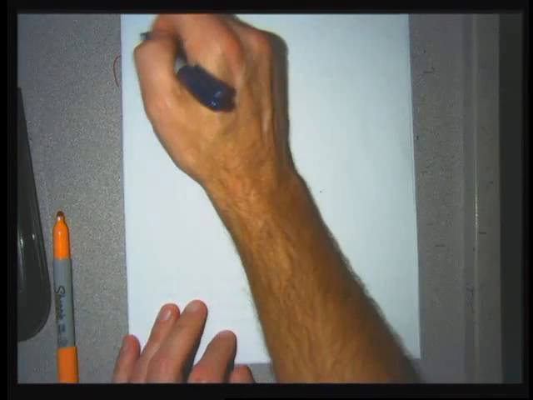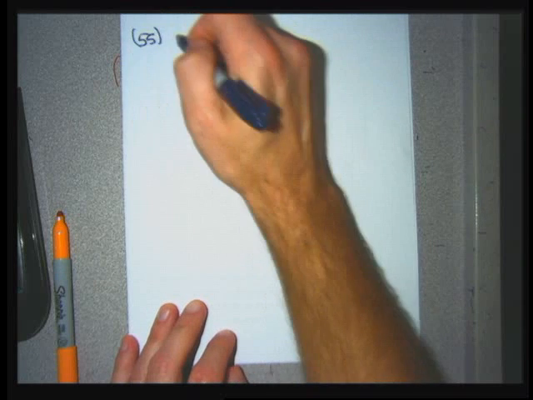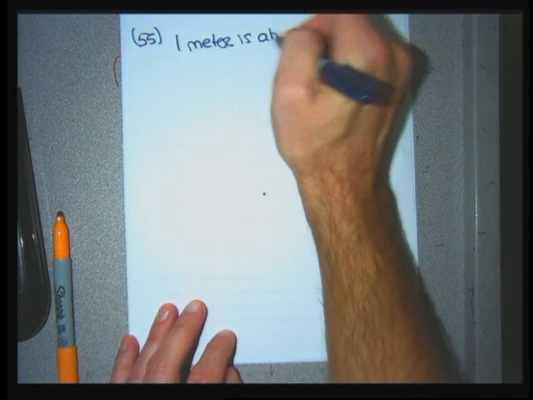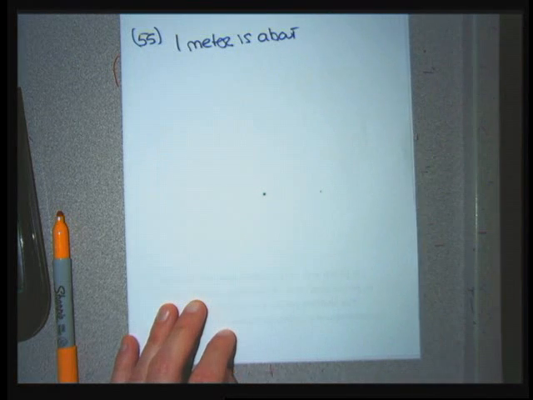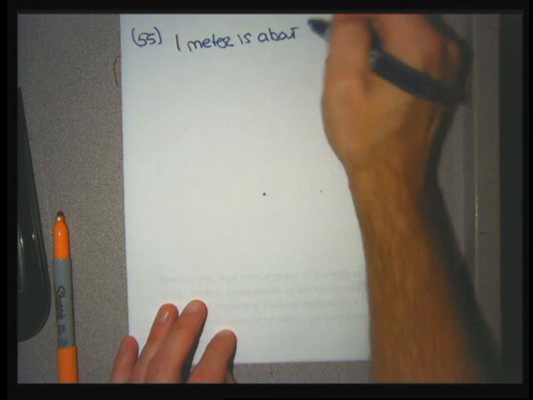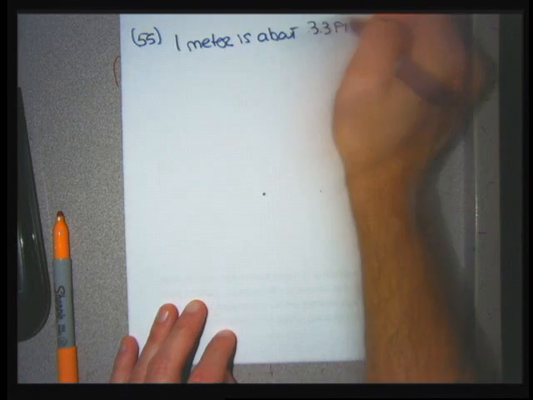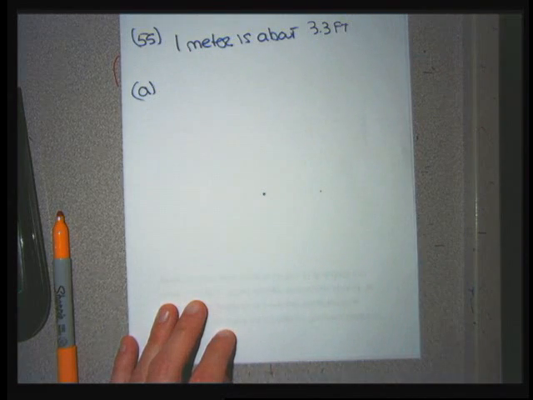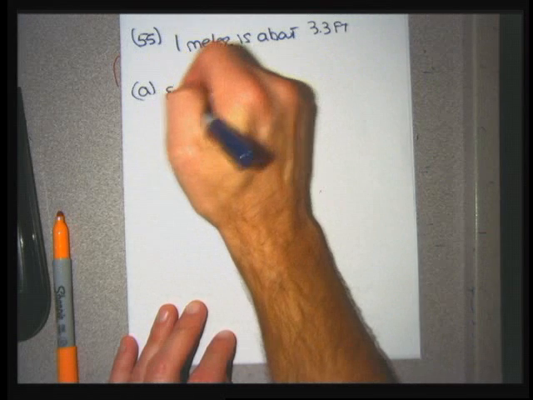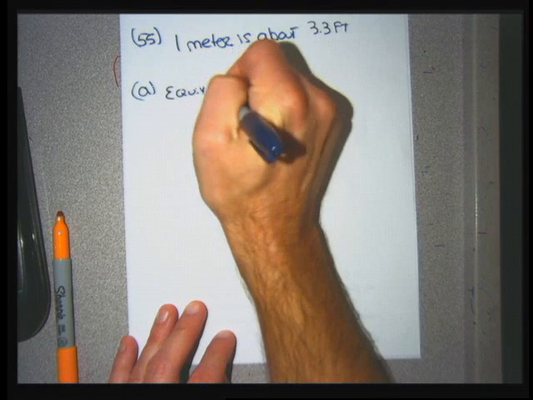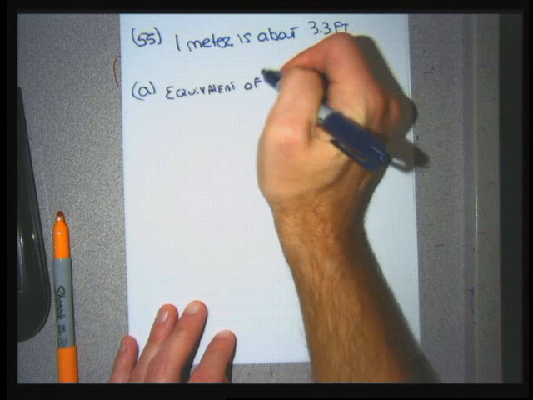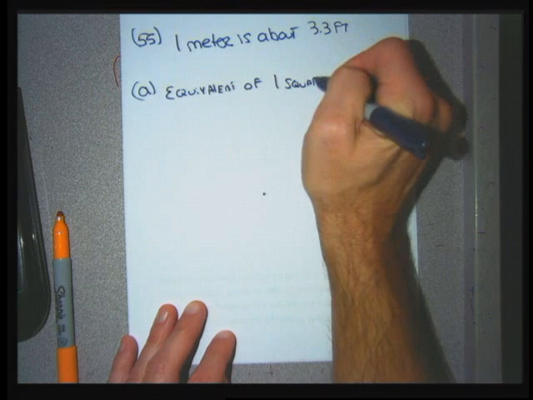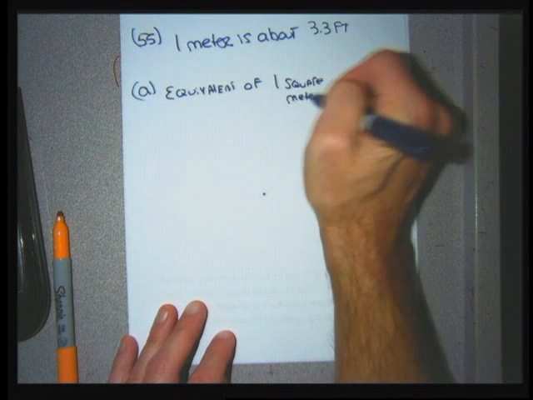So problem 55 tells me that 1 meter is about 3.3 feet. In part A, I'm asked to find the equivalent of 1 square meter in square feet.